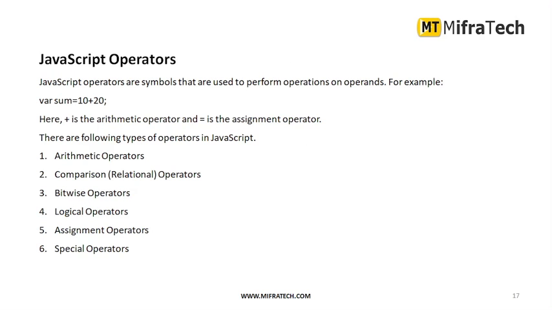Next we will move on to the JavaScript operators. JavaScript operators are the symbols that are used to perform operations on operands. For example, var sum = 10 + 20.